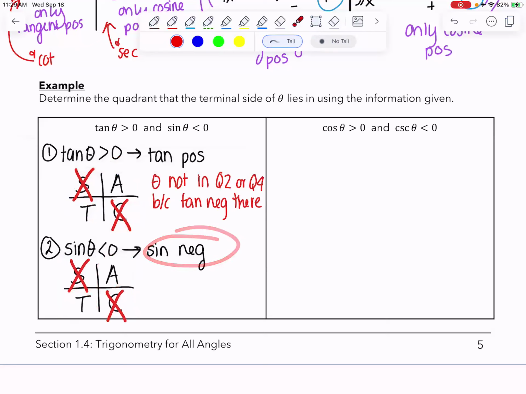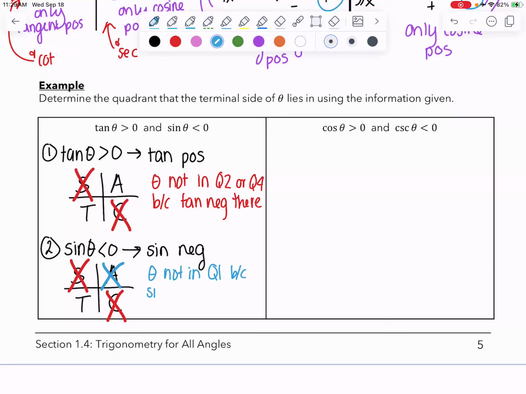But if sine is negative, we can't be in quadrant 1 because everything should be positive in quadrant 1. We can also say it can't be in quadrant 2 because sine is also positive there, but we already had crossed out Q2, so I wasn't going to cross it out again. It only leaves one. Boom, quadrant 3. I'm not sure what theta is, but it does have to be in quadrant 3 based upon the signs of its trig values.